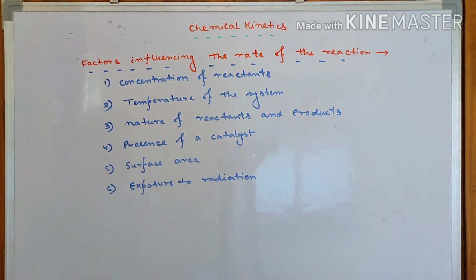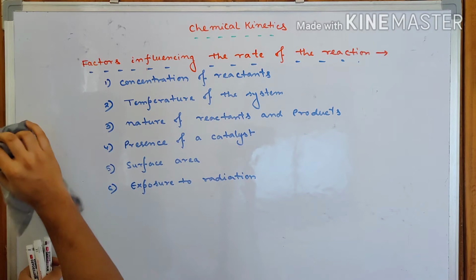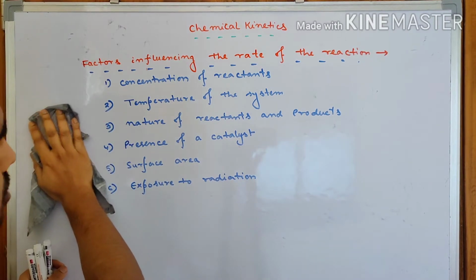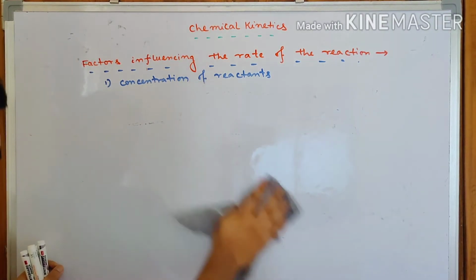Now, there may be 6 factors, but it should be noted that all the factors may not be applicable everywhere. So let us see one by one now. First thing first, let us see the concentration of a reactant. So first you write it down. Let us see the concentration of reactants.